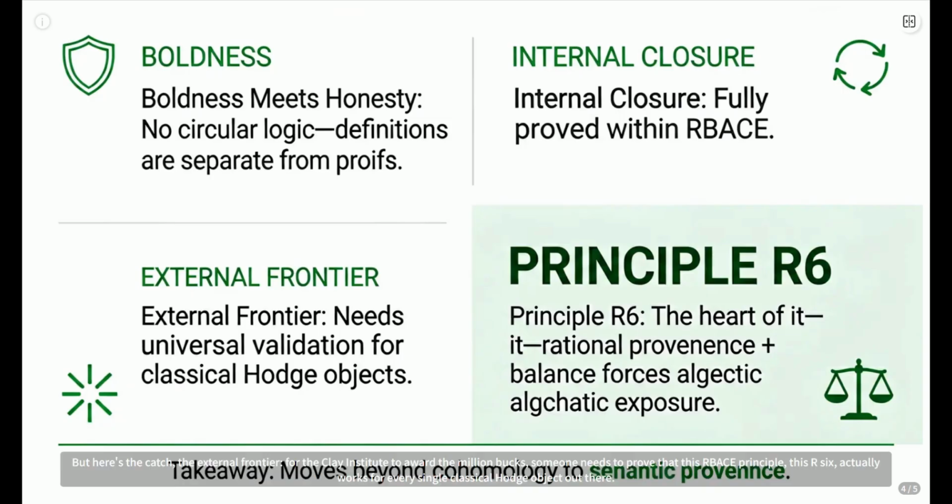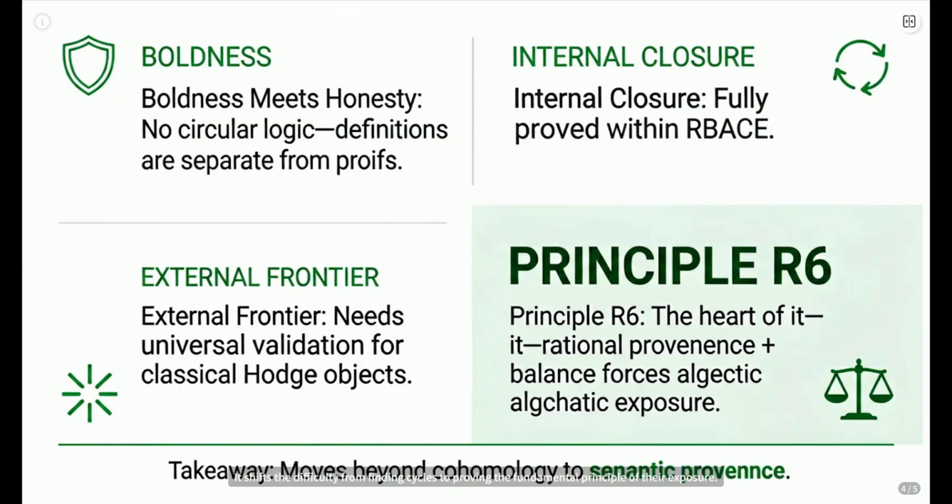But here's the catch, the external frontier. For the Clay Institute to award the $1 million, someone needs to prove that this R-base principle, this R6, actually works for every single classical Hodge object out there. It shifts the difficulty from finding cycles to proving the fundamental principle of their exposure. It's a game changer, moving the focus from cohomology's shadow play to the real thing, semantic provenance.